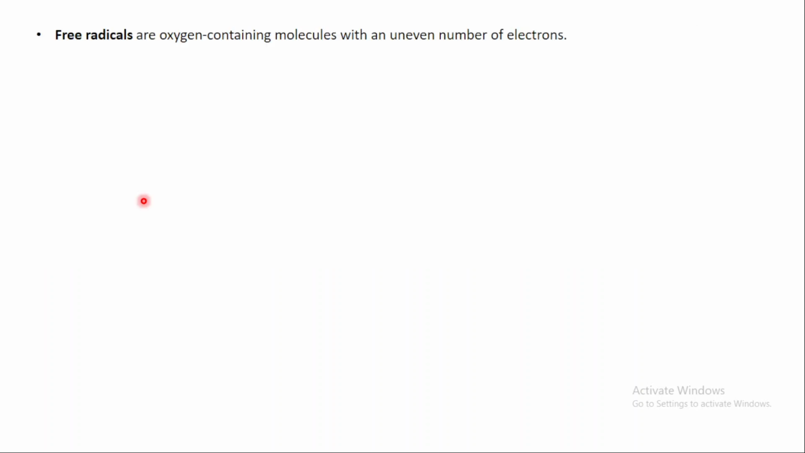Now, what are free radicals? Free radicals are oxygen containing molecules in our context because we are studying oxygen free radicals. Free radicals are oxygen containing molecules with an uneven number of electrons.